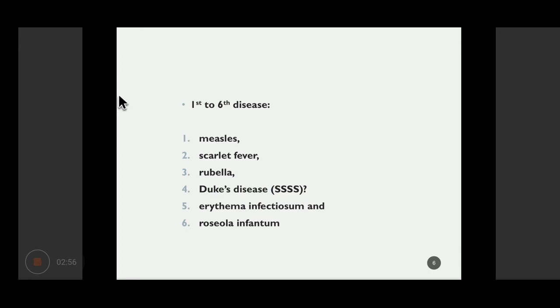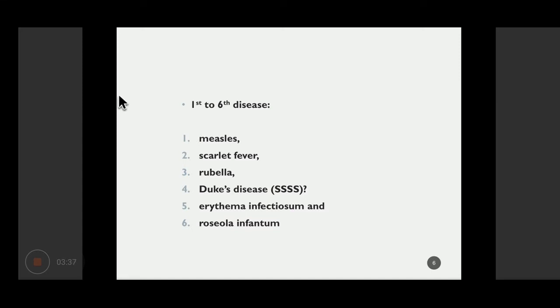Then you have heard this term: what is 5th disease, what is 6th disease? So what are these diseases? These are a list of 6 diseases which was important historically, and these diseases used to occur mainly in childhood. It included measles, which was the first disease, scarlet fever, then rubella, and Duke's disease, which is a question mark because later on it was found that probably this is a disease very similar to scarlet fever. So Duke's disease is not a verified entity.